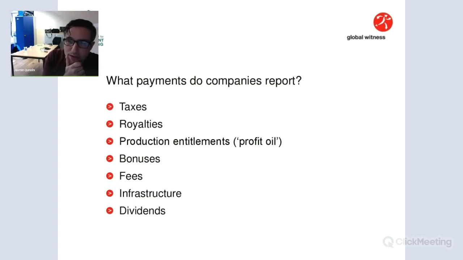So just very quickly on the types of payments that companies report. Again, the legislation requires detailed reporting. Not only do companies report at the project level, but from each individual project, they have to report the different types of payments that arise from that project. The most important ones, and the ones that we focus on most in the handbook, are taxes, royalties, and something called production entitlements, also known as profit oil, which is an extremely important source of income for governments in oil and gas producing countries.